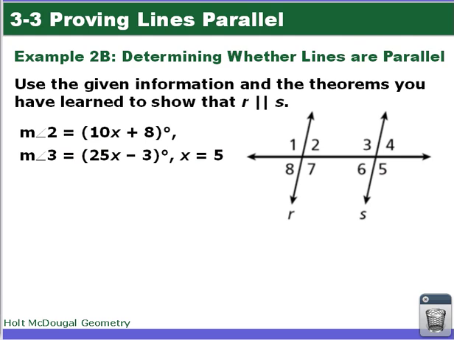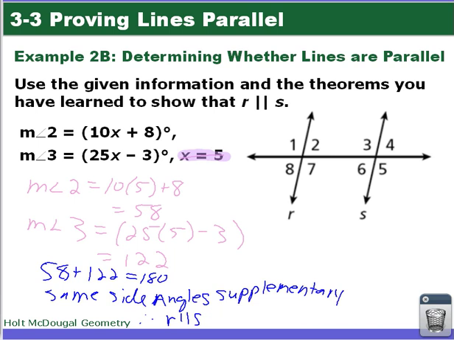All right, this is the second example. Use the given information and the theorems that we have learned to show that R is parallel to S. So we're going to plug in X here into our two equations, see what measures we get, and then figure out what postulate or theorem we can use. What I've shown here, I plugged X equal 5 into X in my expressions. I got 58 from 2, 122 for 3. If I add them together, they're 180.